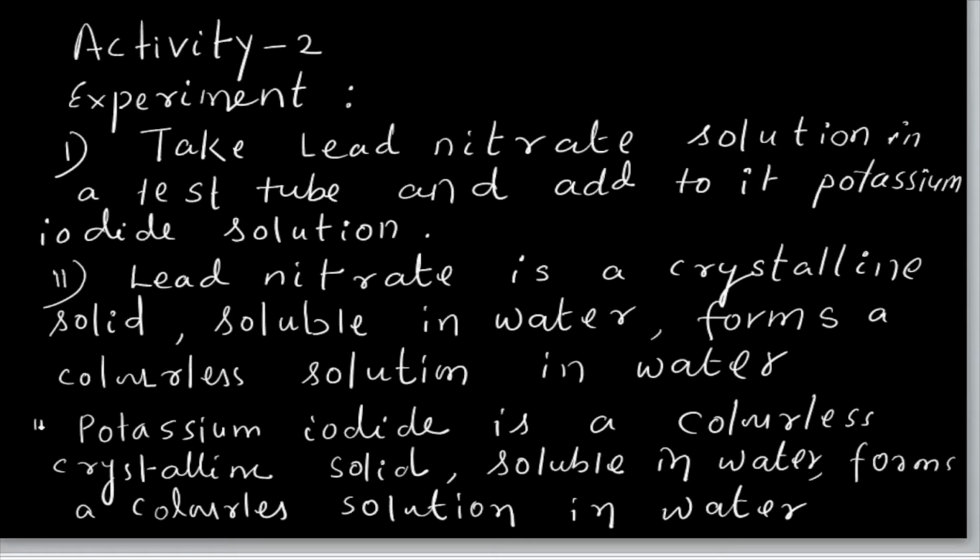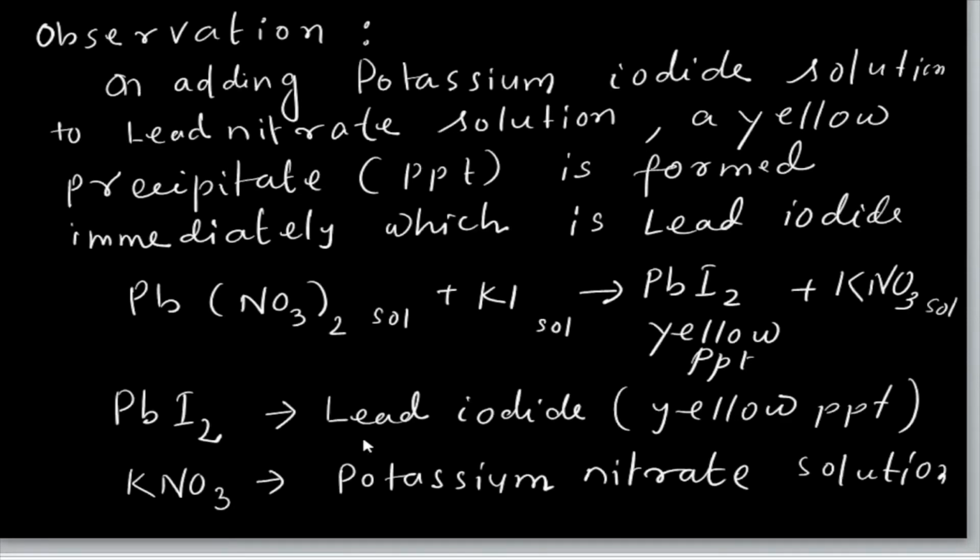And now, next one, potassium iodide is also a colorless crystalline solid that is soluble in water and forms a colorless solution in water. That means you will take lead nitrate solution in a test tube and add potassium iodide solution to it. What happens then? Here you will see the observation on adding potassium iodide solution to lead nitrate solution.